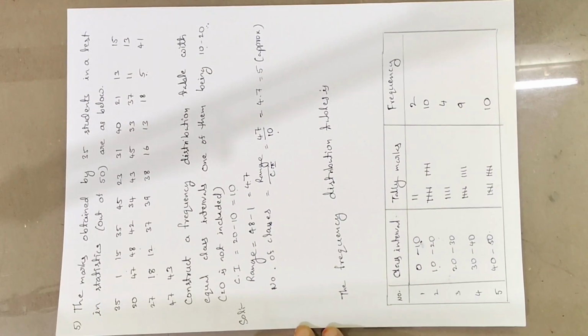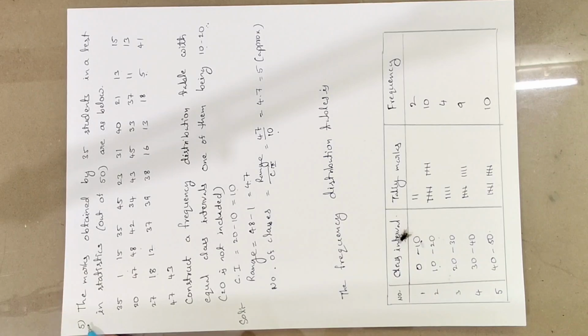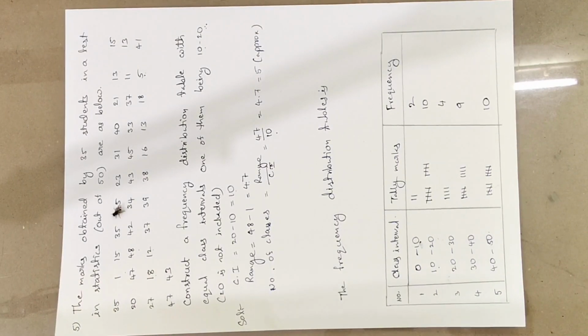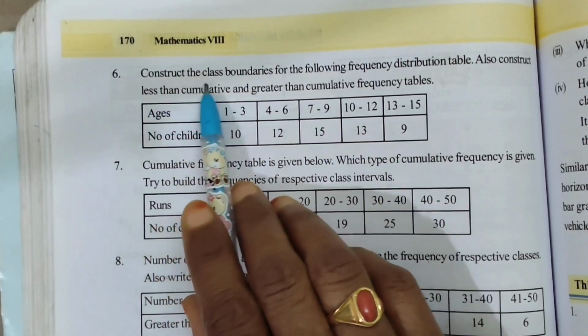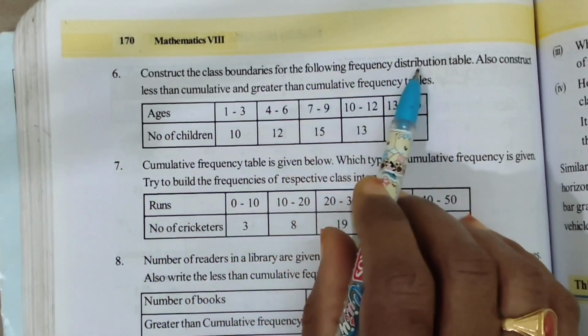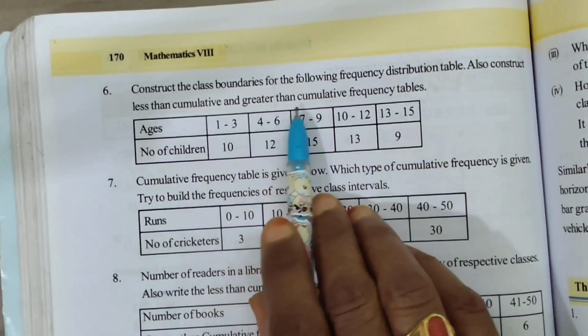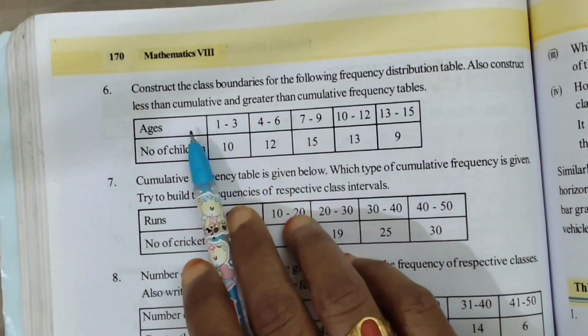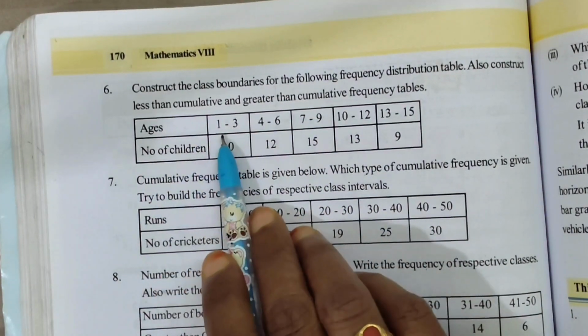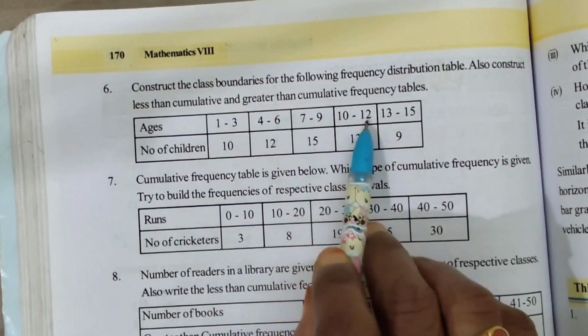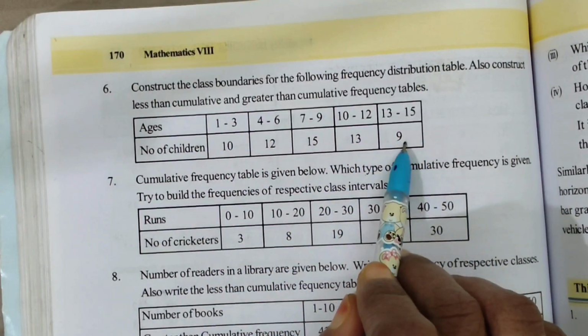This is the complete fifth question answer. Next, sixth question: construct the class boundaries for the following frequency distribution table. Also construct less than cumulative and greater than cumulative frequency tables. Ages are given, number of children: 1 to 3 years 10 members, 4 to 6 years 12 members, 7 to 9 years 15 members, 10 to 12 years 13 members, 13 to 15 years 9 members.